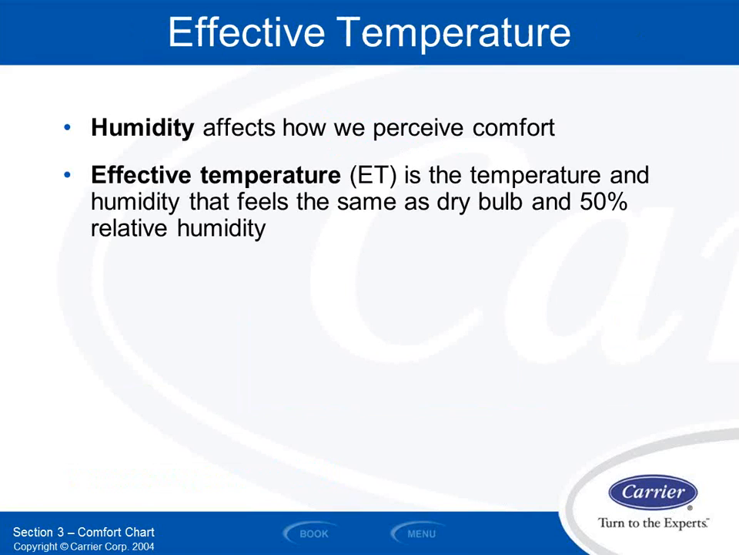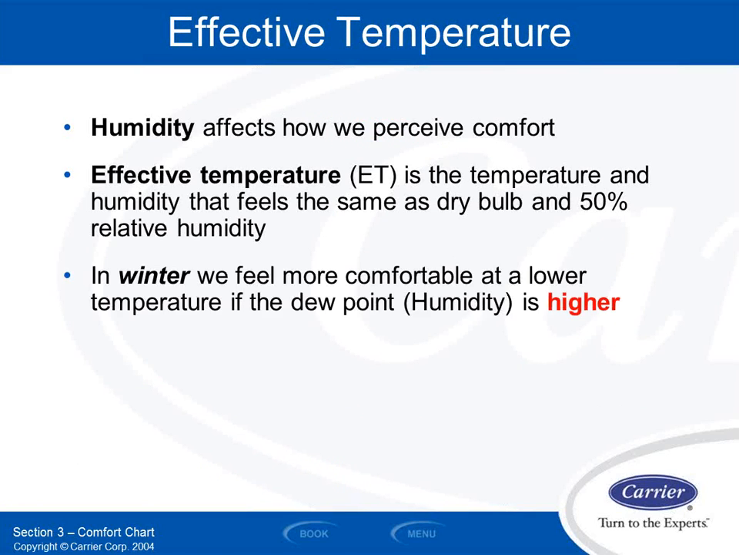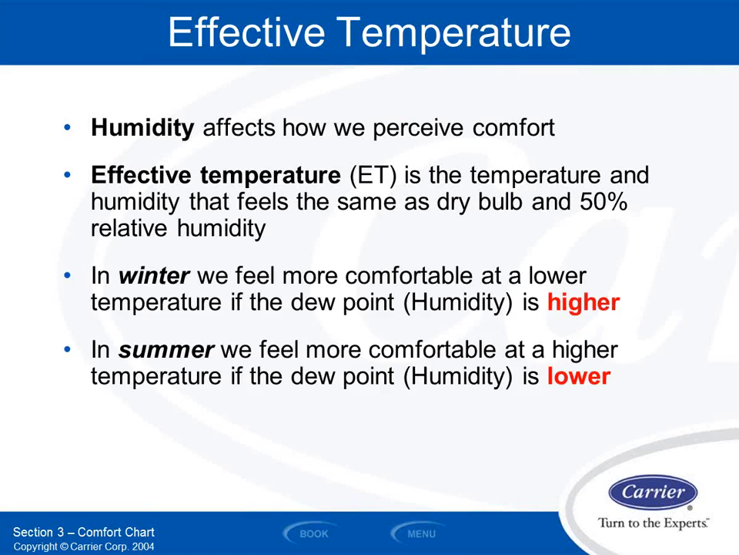So our effective temperature is not just the actual temperature, but it's the temperature with the humidity involved, right? Your humidity affects how you perceive comfort. So in the wintertime, what you're probably going to want to do in many cases is add moisture to some of these spaces in order to give that better comfort feel. In the summertime, you're going to want to remove moisture to give you a better perception of how you feel.